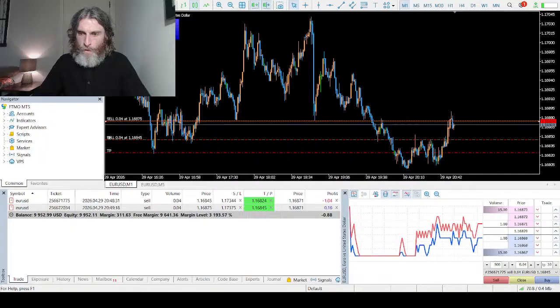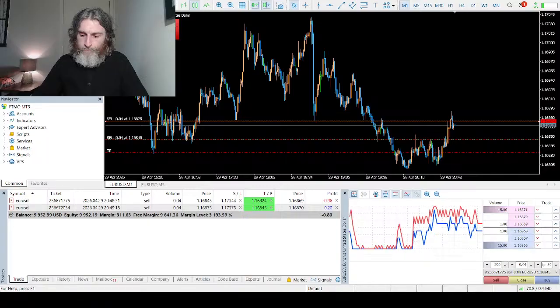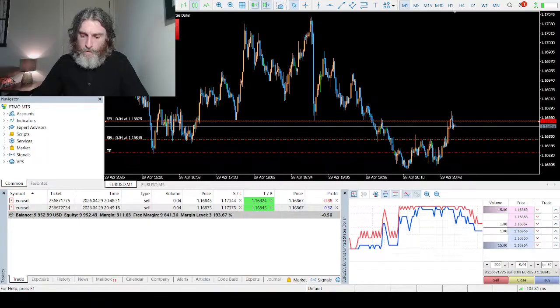So they are expected to hold the same rate, between 3.5 and 3.75%.